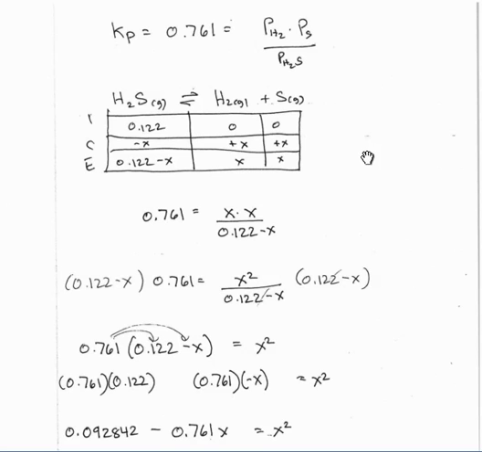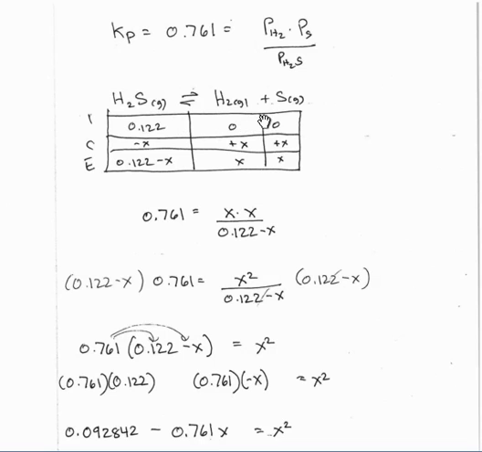So number 10 in the Sapling homework for chapter 15 will give you a variety of different questions. All of them will require the use of the quadratic equation. But the question that I got when I pulled up problem 10 was this equilibrium situation where I have hydrogen sulfide gas decomposing to hydrogen and sulfur gas. I was given a Kp value for this reaction of 0.761, and I was told that the initial pressure of hydrogen sulfide was 0.122.